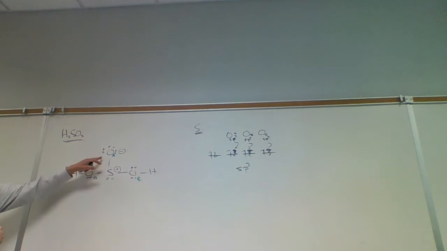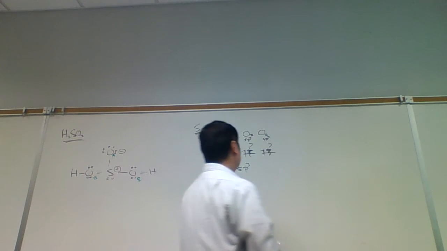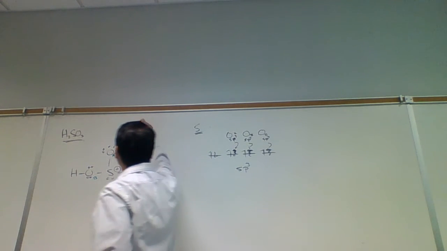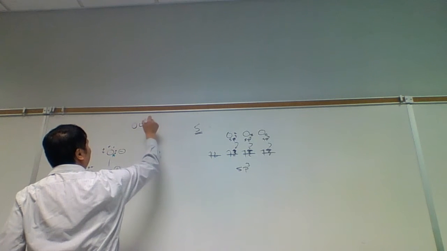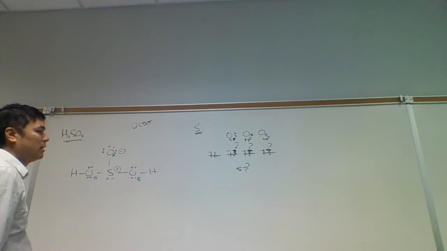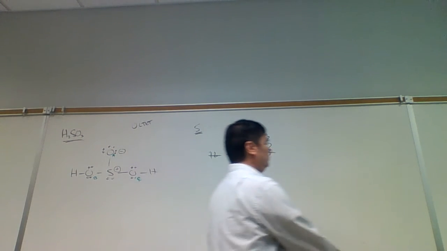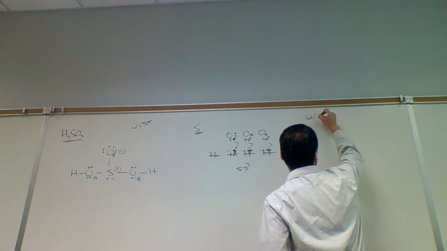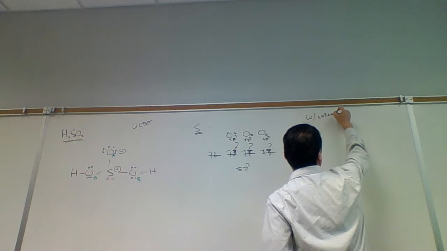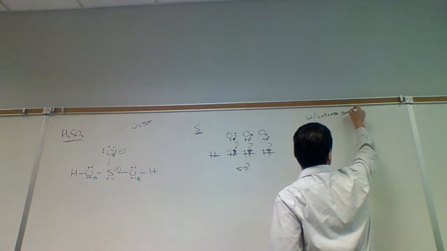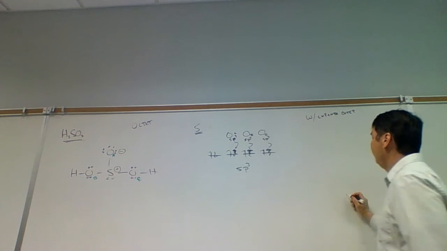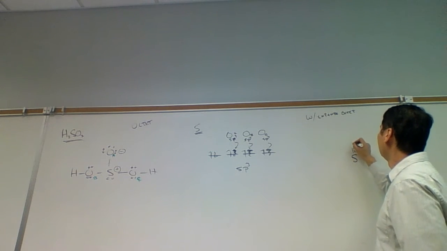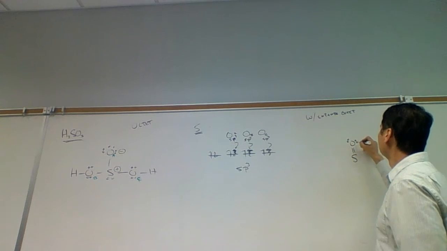Now, one of the things we can do is try to reduce the formal charge. One way of reducing the formal charge is to form a multiple bond, like a double bond. And so this is with octet. What we're going to do is expand the octet now. And so we'll just do it with expanded octet. With the expanded octet, we'll have a double bond here. This.